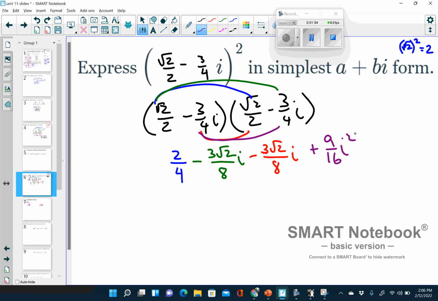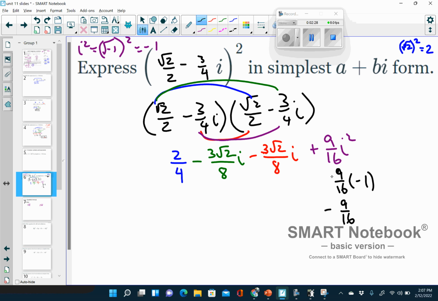All right. So I want to remind you, just real quick, that i squared, let me just go ahead and write that over here. i squared is the same thing as the square root of negative 1 squared. And again, square root and square cancel each other out, so you're just left with negative 1. So i squared equals negative 1. So I'm going to go ahead and replace this i squared with a negative 1. Negative 1 times positive 9 over 16 is what we're going to get over there, which is going to simplify to negative 9 over 16.